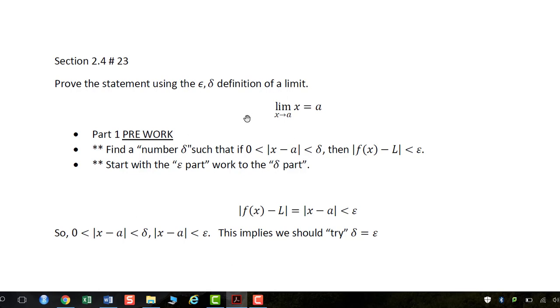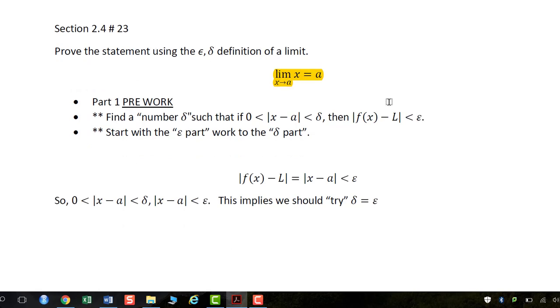Hello, this is section 2.4, question number 23. We are asked to prove the statement using the epsilon delta definition of a limit. In this particular case, we have the limit as x approaches a of the function f of x equals x. I like to do these problems in two parts.